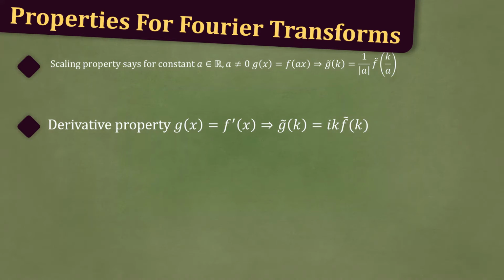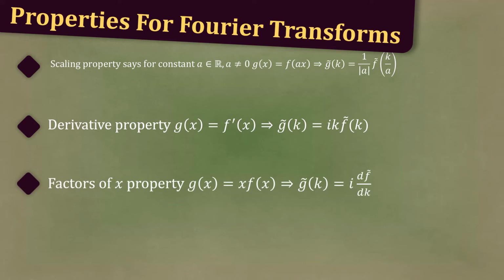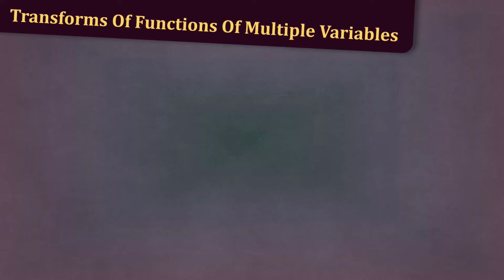The derivative property is that g(x) equaling f'(x) implies that g̃(k) is equal to ik times f̃(k). The factors of x property is that g(x) equaling x times f(x) implies that g̃(k) is equal to i times the derivative of f̃ with respect to k.